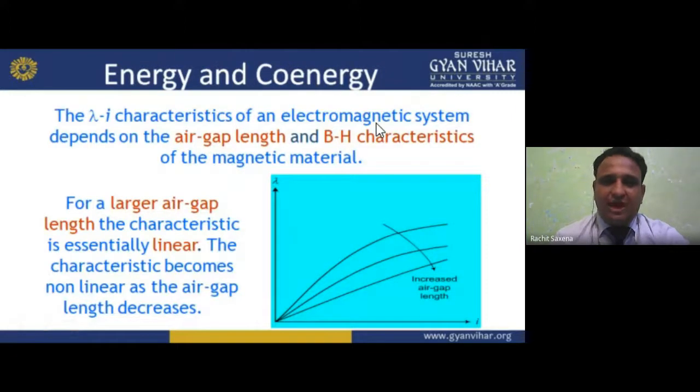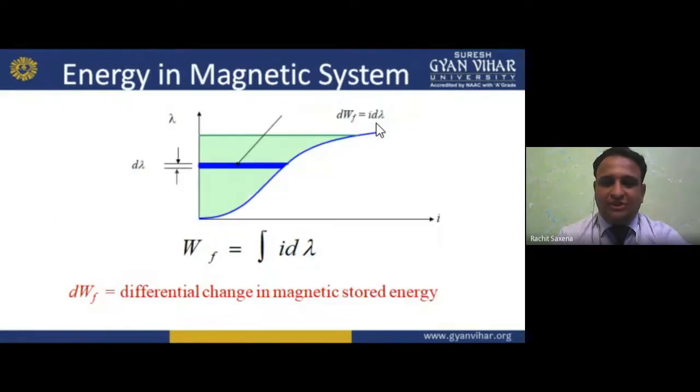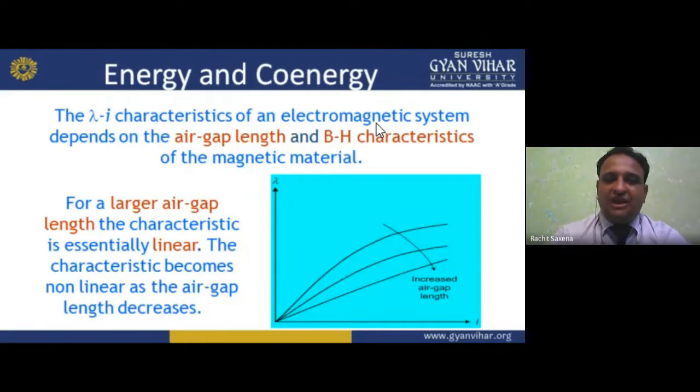Now, energy and co-energy. That comes from the BH characteristic, and the lambda to I characteristic, which I already showed you. The lambda-I characteristic of an electromagnetic system depends on the air gap length and how much air gap we have. The BH characteristic of the magnetic material is the intensity and density of the magnetic field.